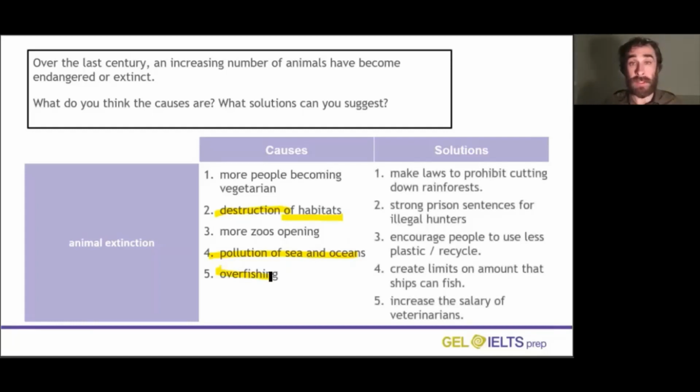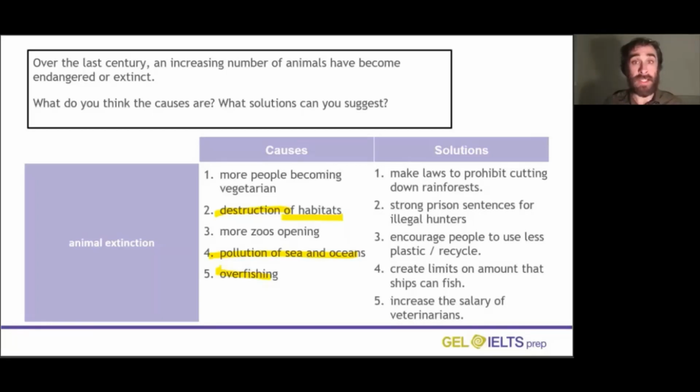Here are 5 solutions. We could write about them in our essay, but only 3 of them link to the causes. 1. Make laws to prohibit cutting down trees in rainforests. 2. Introduce strong prison sentences for people who hunt illegally. 3. Try to encourage people to use less plastic or to recycle their plastic. 4. Create limits on the amount that fishing boats or fishing ships can fish. 5. Increase the salary of veterinarians or vets.